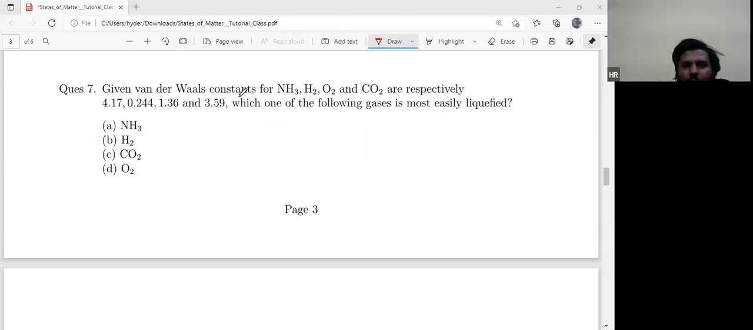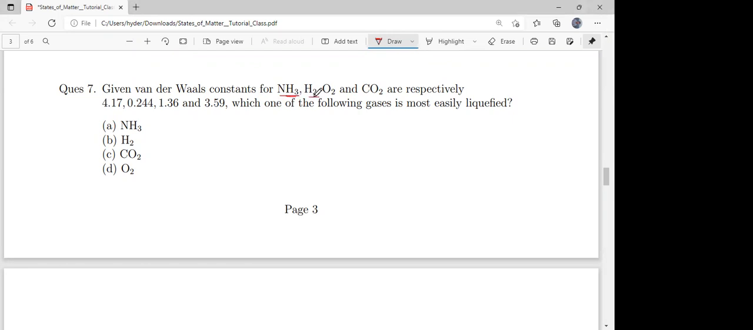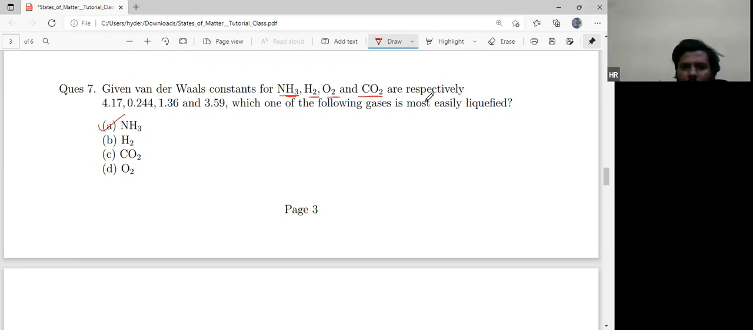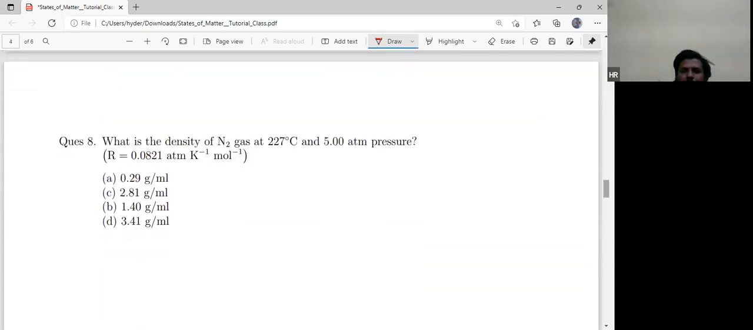See here, given the van der Waals constants for the gases, sir, is it A? A is the answer, because the gas for which the value of the van der Waals constant is high will be easily liquefied. So NH3 has the highest, larger value of van der Waals constant. That's why it will be easily liquefied. Okay, Salman. Okay, moving to the next question. Question number 8.